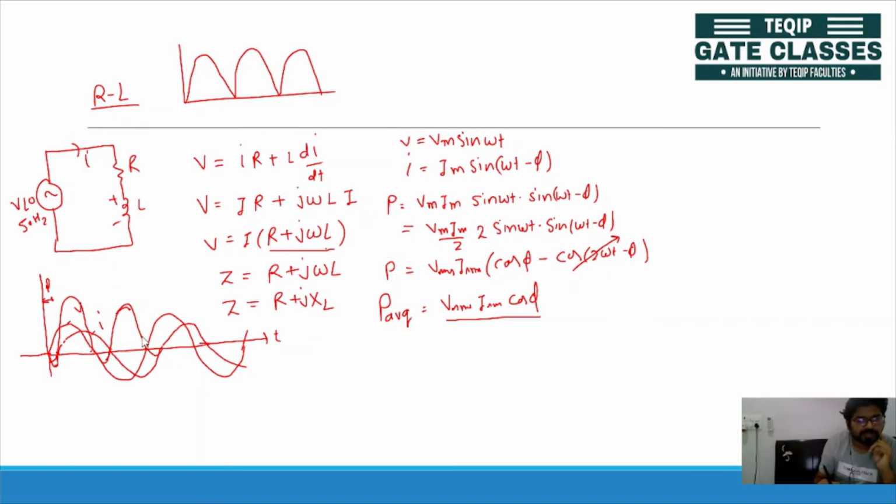So from here we can conclude that this average power is somewhat less than the average power we got in a purely resistive circuit. This is obvious. From the diagram only you can say this, because it has some negative part, and the resistive one doesn't have any negative peak. So the average power we got in the RL circuit is somewhat less than the average power we got in a purely resistive circuit.